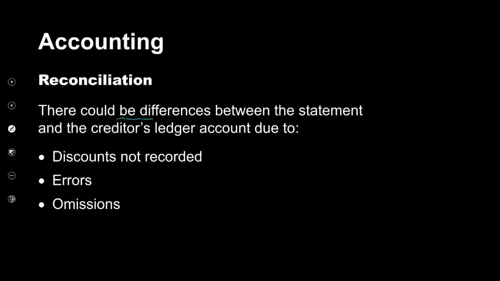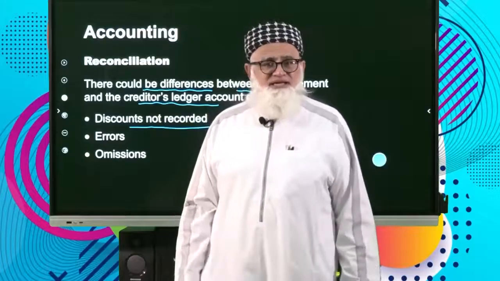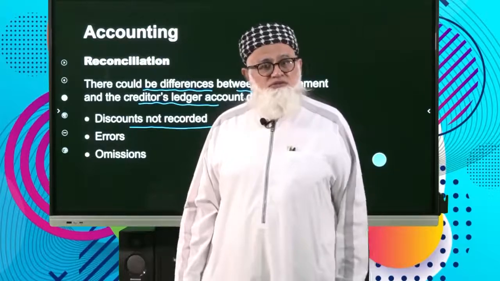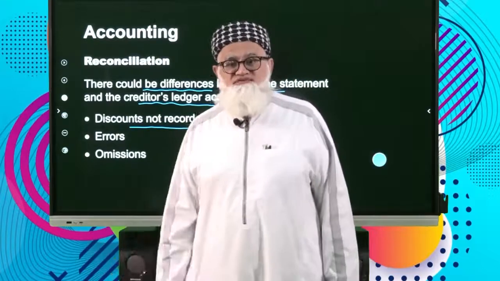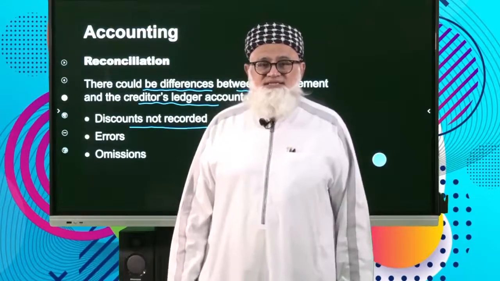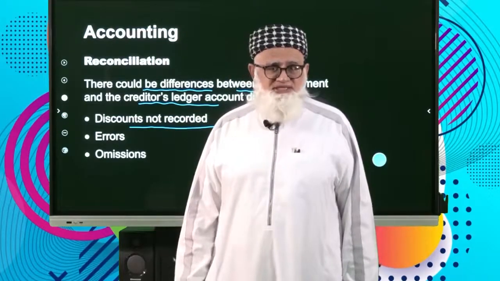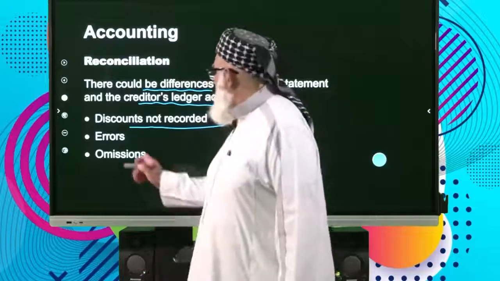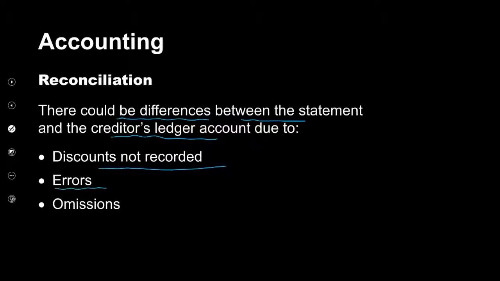There could also be differences between the statement and the creditor's ledger due to discounts not recorded, right? Very simple. You've settled the account timeously, you've recorded the discount. However, when you receive the statement from the supplier, you find that the discount has not been processed. Or there could be errors, right?